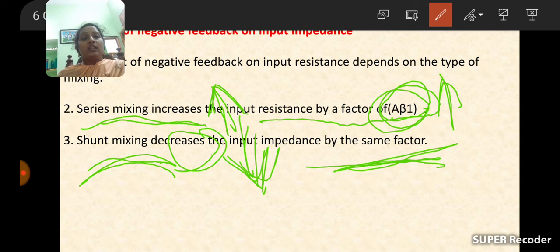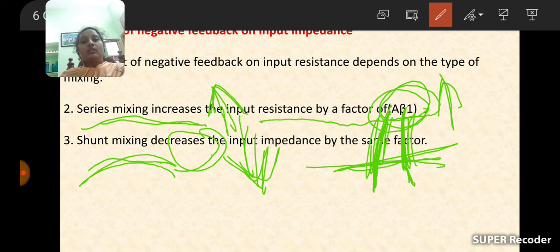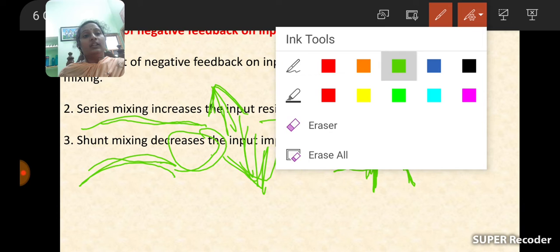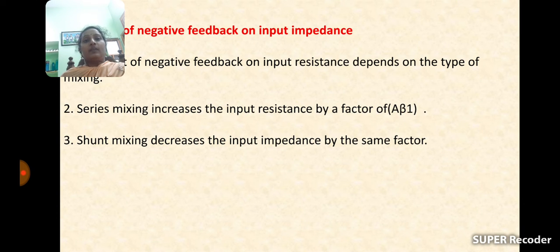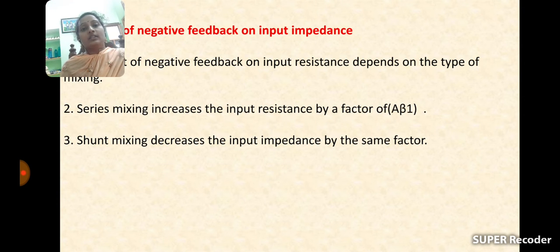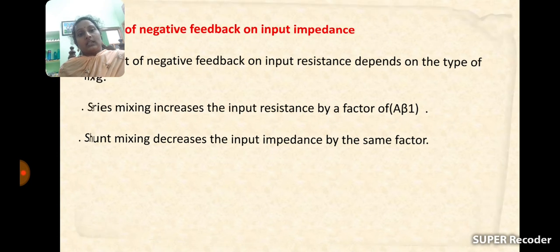Here A indicates the gain and beta indicates the feedback factor. Shunt mixing decreases the input impedance by the same factor. So in this way, negative feedback with series mixing increases the input resistance by a factor of 1 + A beta, and with shunt mixing it decreases the input impedance by the same factor.